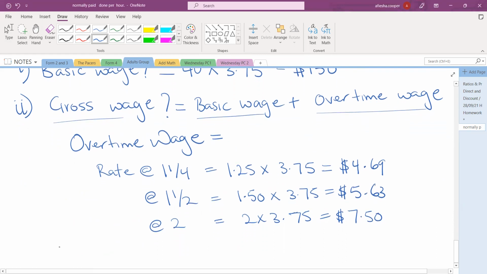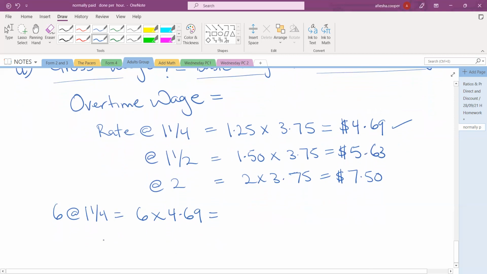But how many hours did she work at 1 1/4? So she worked 6 at 1 1/4, right? So that's going to be 6 multiplied by this rate here, 4.69. And then she worked how much else? She worked 8 at 1 1/2. So that's going to be 8 by the 1 1/2 rate, which is 5.63. And then she worked 5 at double time. So that's going to be 5 multiplied by the hourly rate for double time, which is $7.50.